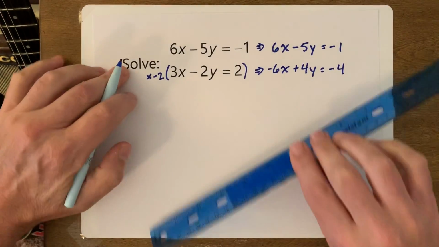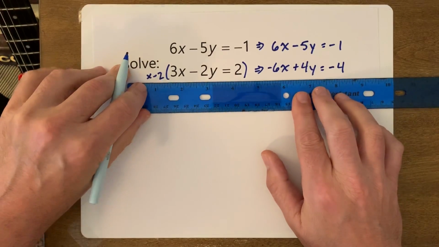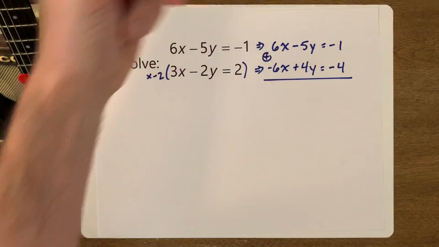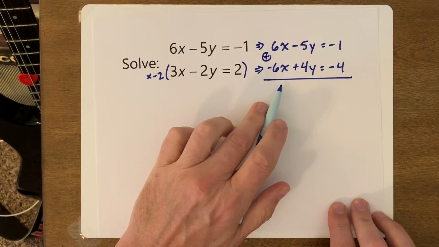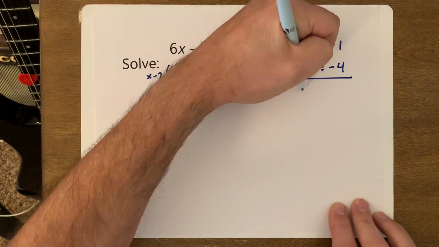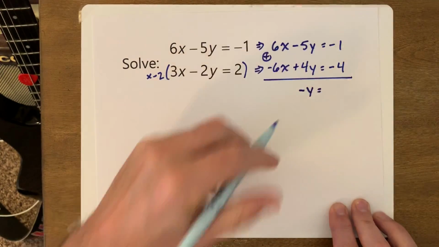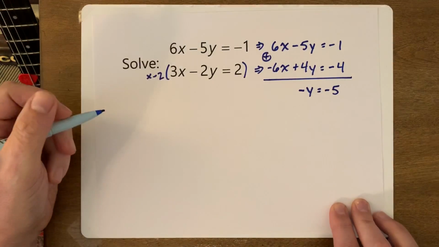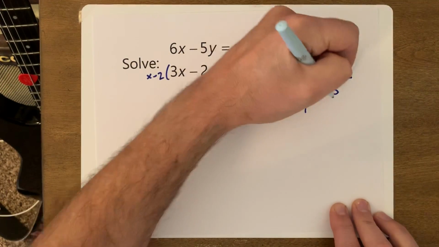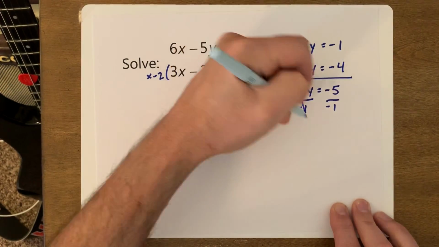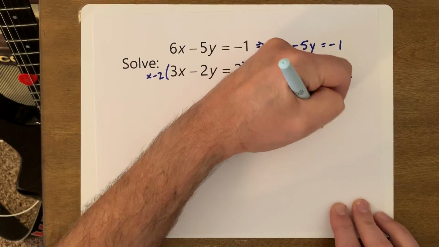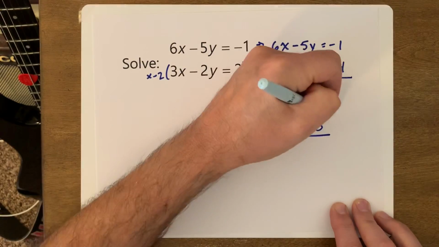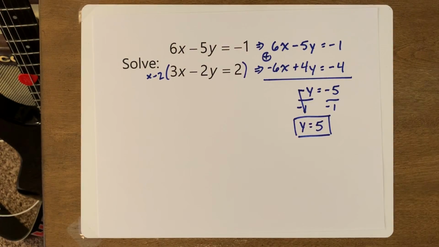Okay, now the x's will cancel this time. I can add them together now. These go away. Negative 5 and 4 make negative 1y equals negative 1 plus negative 4, which is actually negative 5. So now if I divide by negative 1, those cancel, and y is equal to positive 5. So I found my y value. Now I need to plug it back in to get my x value.